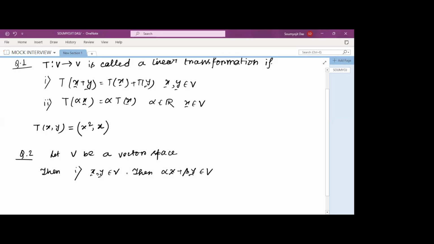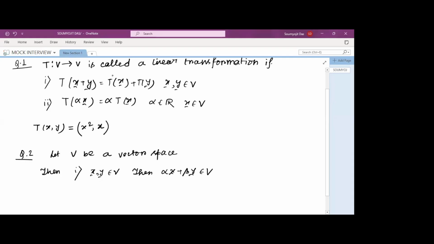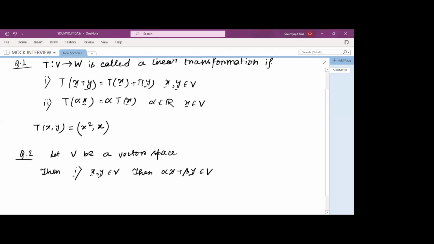So in question one, when I asked about linear transformation, is it necessary that T is from V to V, or it may be some other vector space? No, sir. The dimension of the vector spaces can be different. It can reduce a higher dimension vector space to a lower dimension vector space also. So it should be T from V to W, right? Okay, sir.